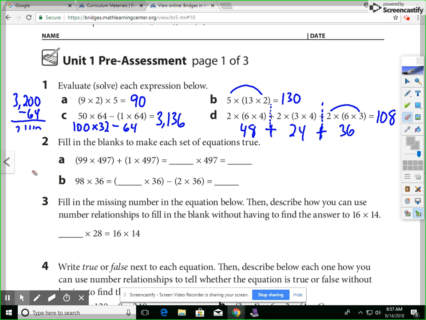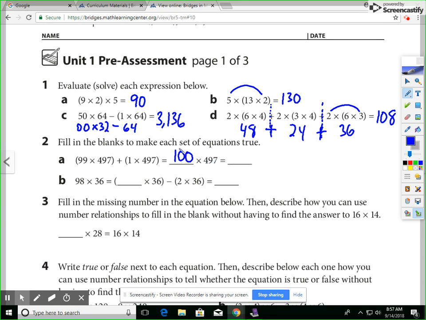Come down to number 2, fill in the blanks to make each set of equations true. So this is like really looking at the strategies. In the first one, it's 99 groups of 497 plus one extra group of 497 would give you how many groups of 497? So you have a blank here and a blank here. Some kids think that the answer is going to go here. This is just trying to show, do you know what strategy is being used right here? That would build 100 groups of 497. And the last line is going to be finally where our final answer goes.